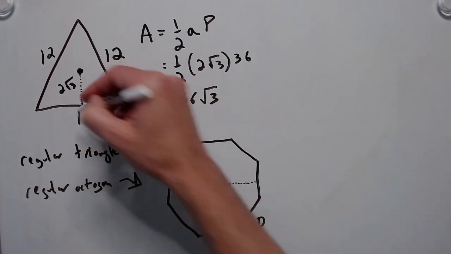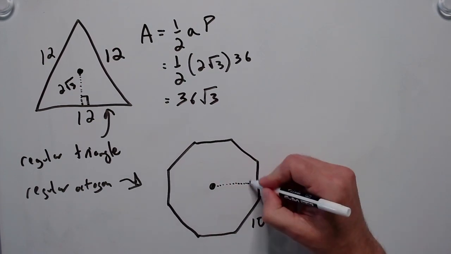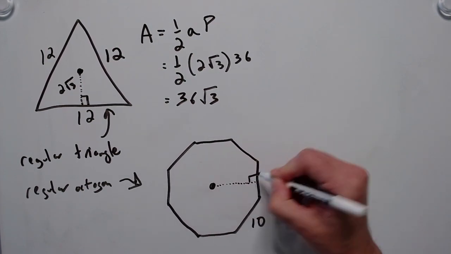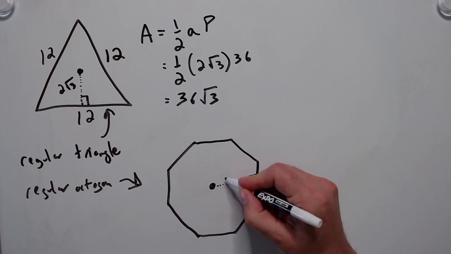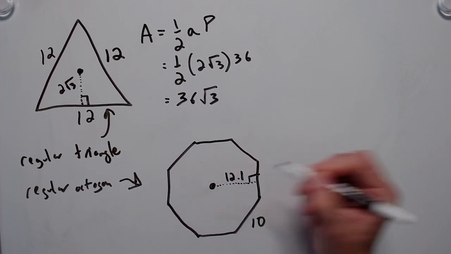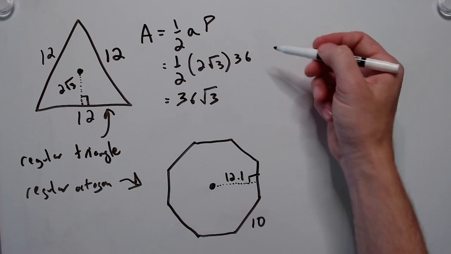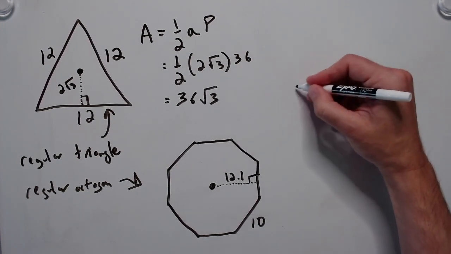Again, it doesn't always have to be down, as long as it's perpendicular to a side, which would be the shortest distance to the side. And this apothem, we'll say, is 12.1. That's nice and fun. So we'll use the same equation again. We'll just kind of put it up over here.